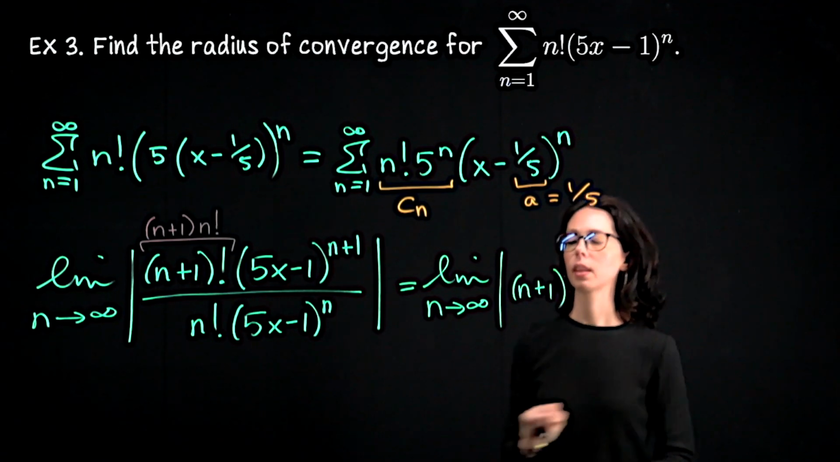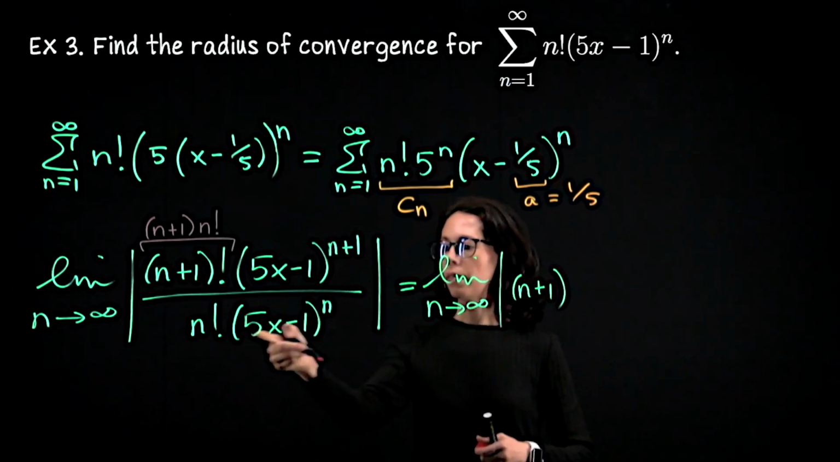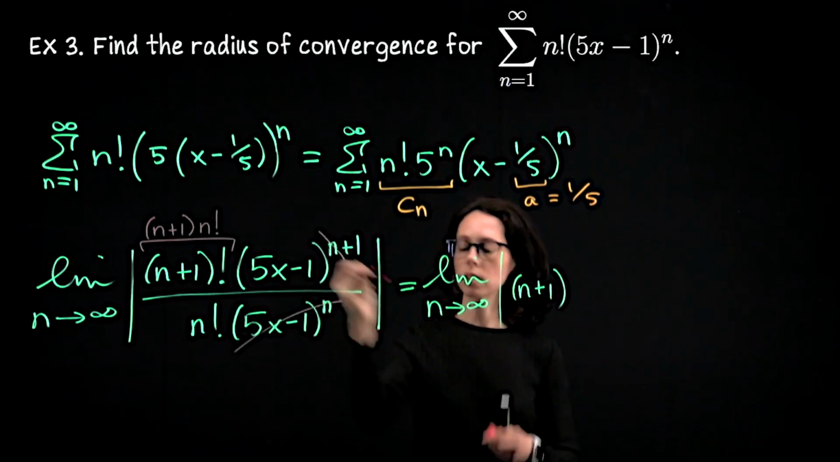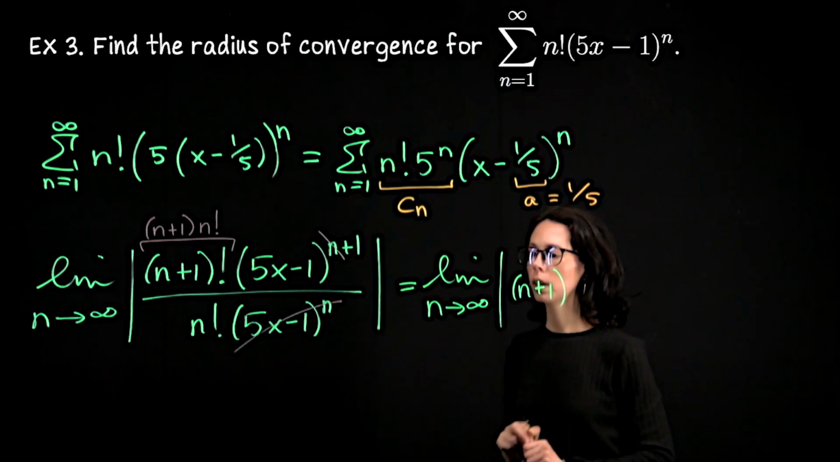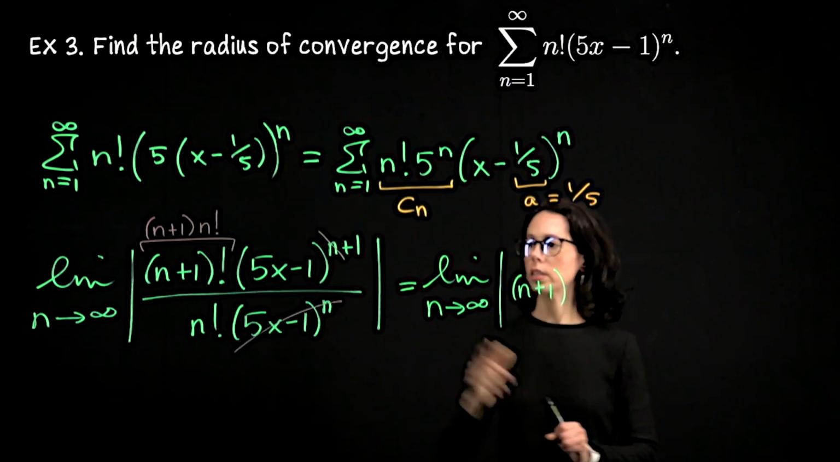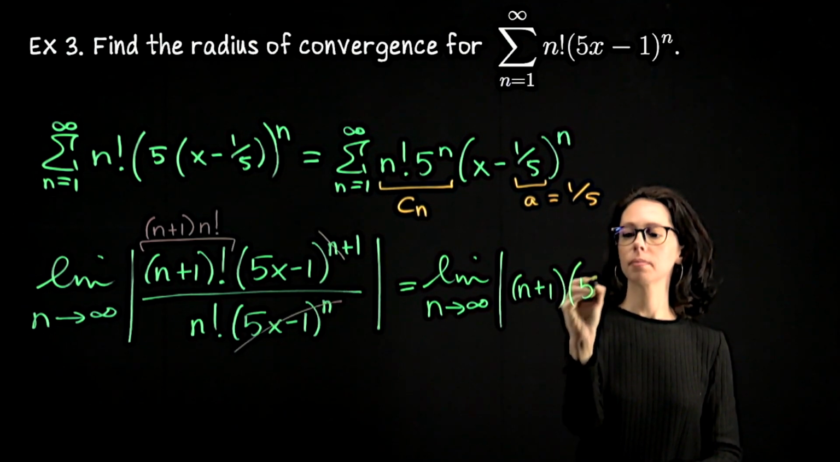And then here, for the second expression, 5x minus 1 to the n will cancel out that leading term in our exponent in the numerator, so that this reduces to just 5x minus 1 to the 1. So 5x minus 1.